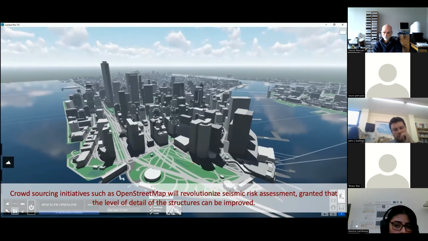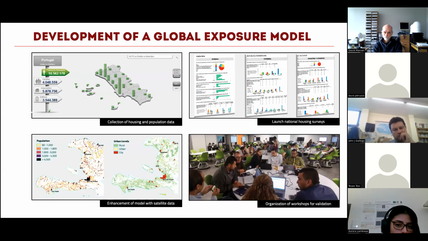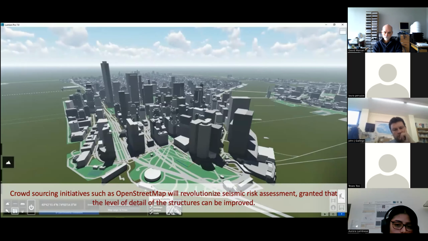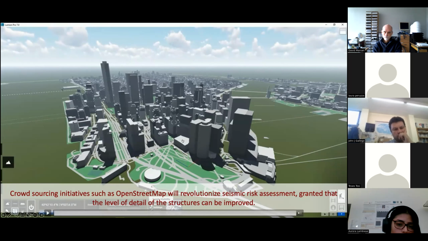Okay. However, I will just mention that what typically we have is not the information that I need as a structural engineer. I need to understand the type of material, the number of stories, when was the building built? Is it an irregular building? Is the building well maintained? And a lot of times in these initiatives, they just do the 3D models of the cities.